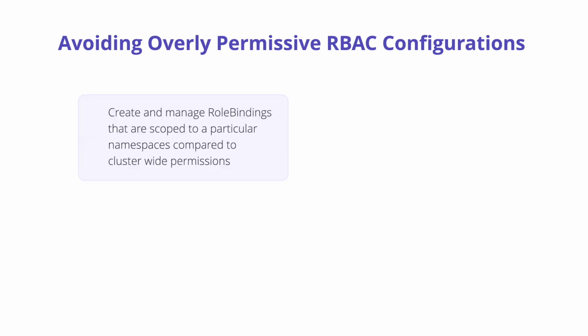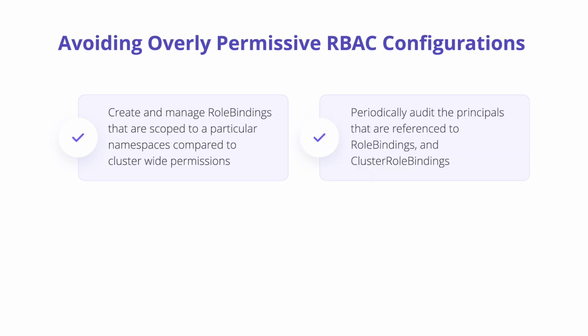Some of them are using role bindings that are specifically attached to certain namespaces, as opposed to using cluster-wide permissions with cluster role bindings. Periodically audit the accounts that are bound to role bindings for a particular namespace and cluster role bindings for an entire cluster. There are many RBAC tools available to audit and visualize RBAC in a cluster. Some of the widely used tools are Kubernetes RBAC Audit and RBAC Police.